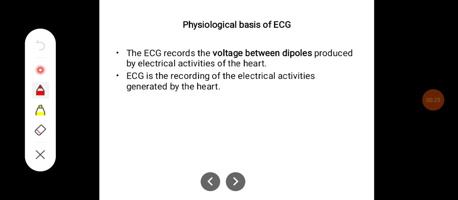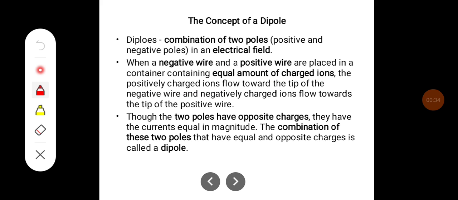The ECG records the voltage between dipoles produced by electrical activities of the heart. The ECG is the recording of the electrical activities generated by the heart. A dipole is a combination of two poles, that is positive and negative poles in an electrical field.